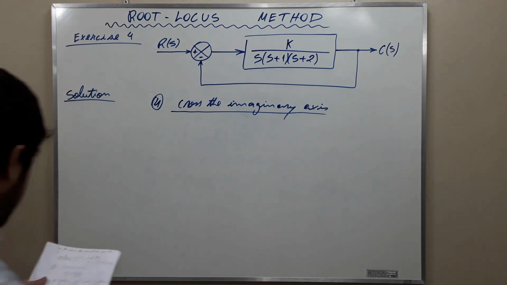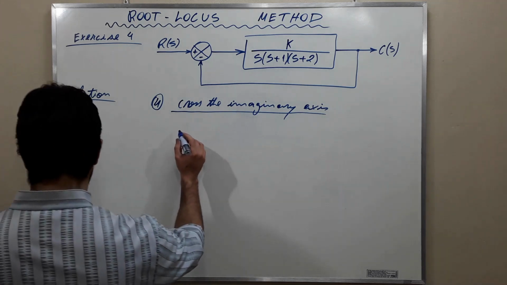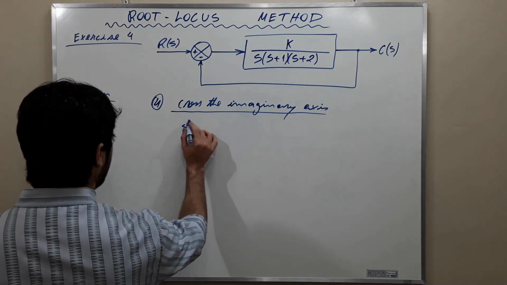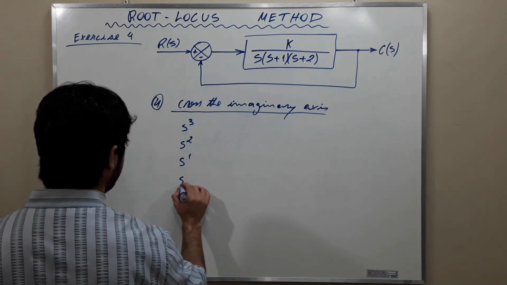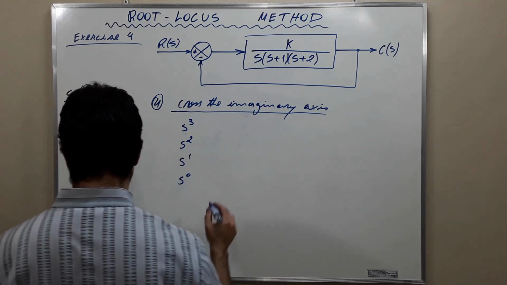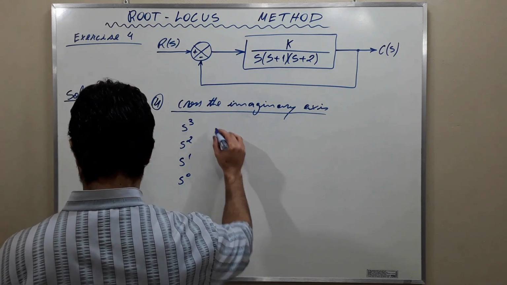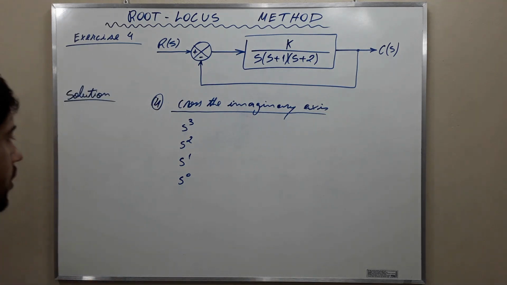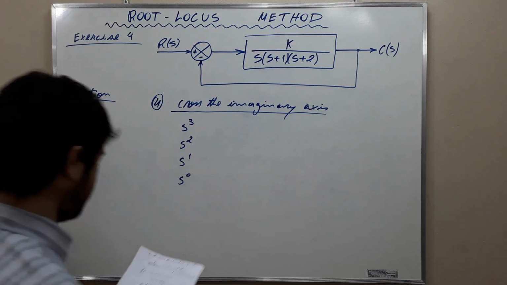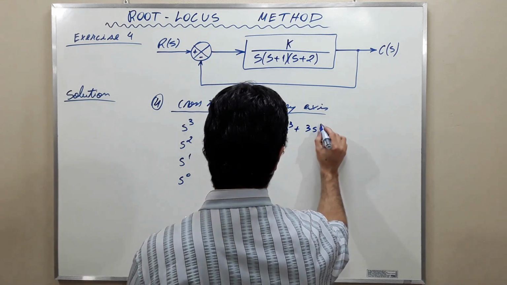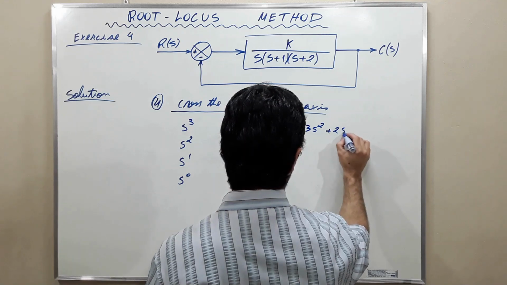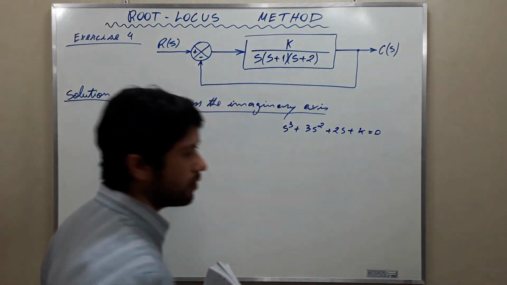From Routh's stability criterion, we have this array of terms: s cubed, s squared, s to 1, and s to 0. Remember that we have to fill this table with the terms of the characteristic equation, which is s cubed plus 3s squared plus 2s plus K equal to 0. This is the characteristic equation.